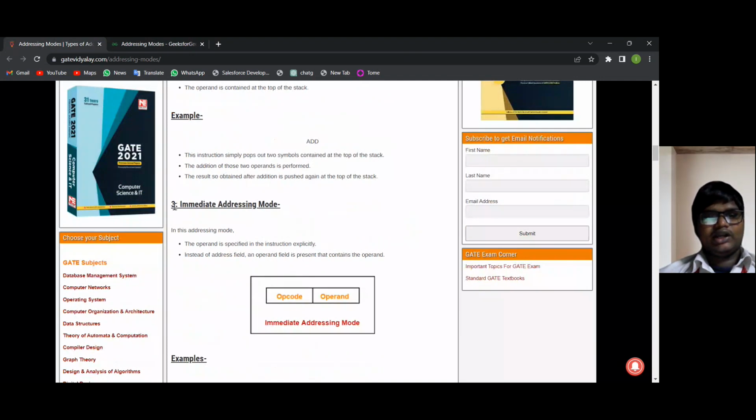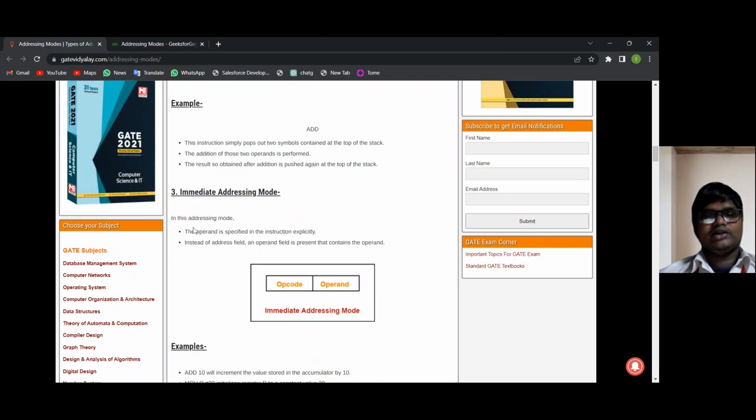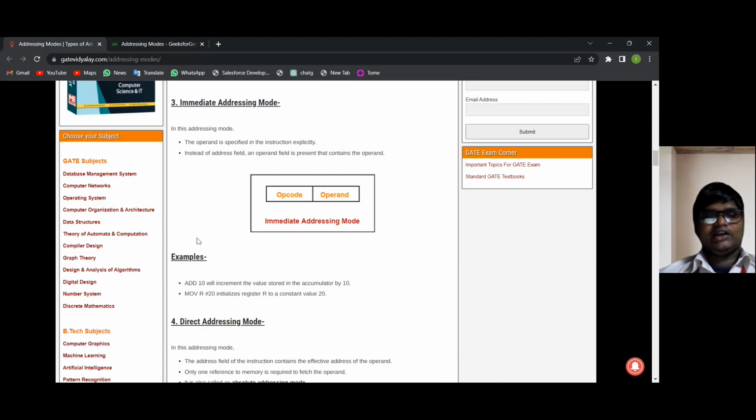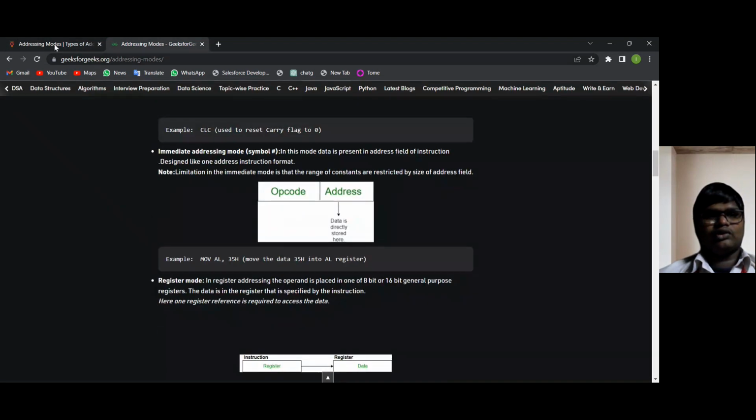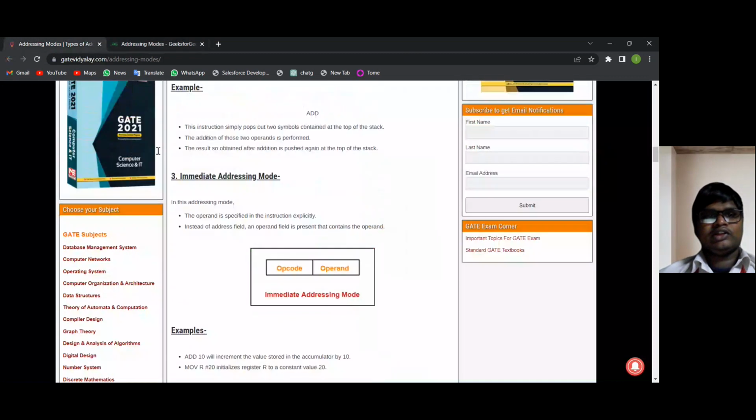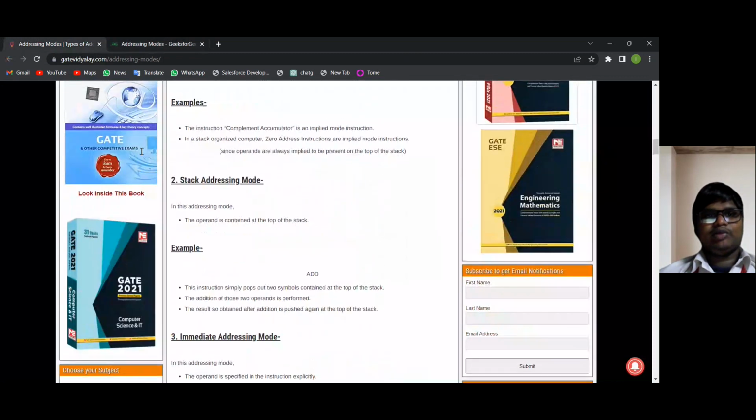In this addressing mode, the operand is specified in the instruction explicitly. Instead of an address field, an operand field is present that contains the operand. Opcode, operand: immediate addressing mode. Examples: ADD 10 will increment the value stored in the accumulator by 10. MOV R, #20 initializes register R to a constant value. So let us see the next one. Before going to register mode, let us discuss the stack addressing mode.